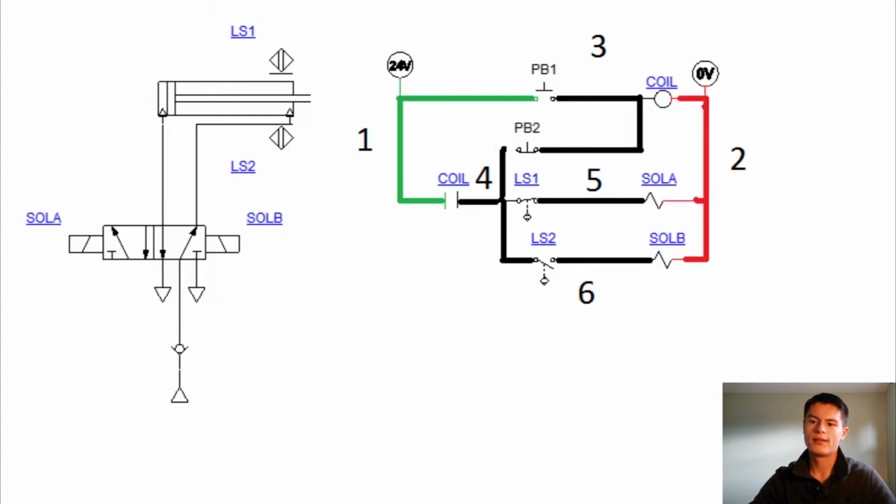Okay, now looking at this junction, it actually has 4 components: that relay, push button number 2, limit switch number 1, and limit switch number 2. And I'll make that yellow for you guys to see. Alright, here we go. And area number 5, make that purple for you guys. And that's connecting limit switch number 2 to solenoid A. And 6, I'll make a lighter blue. That will be from limit switch number 2 over to solenoid B.